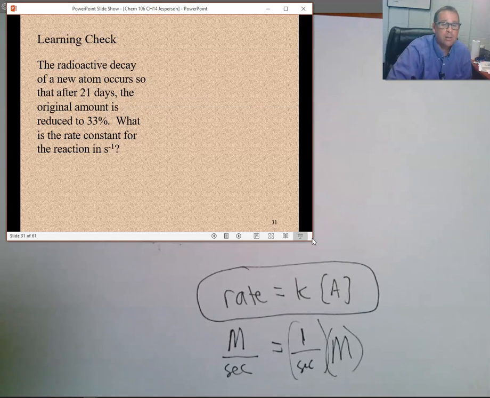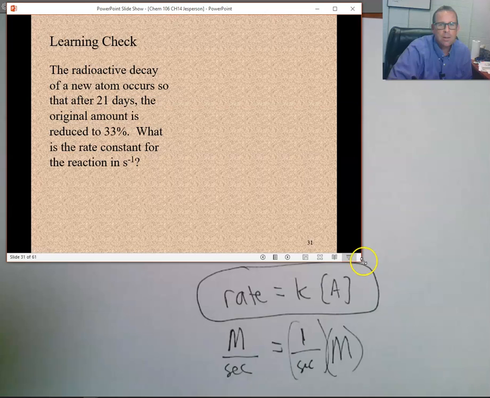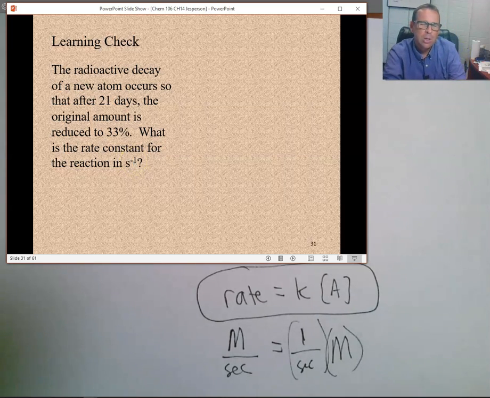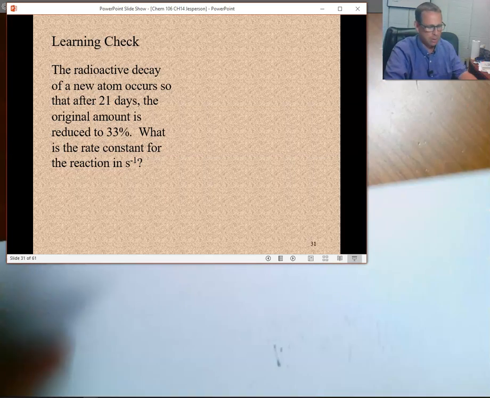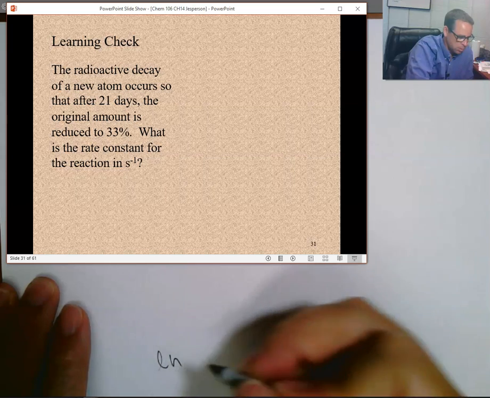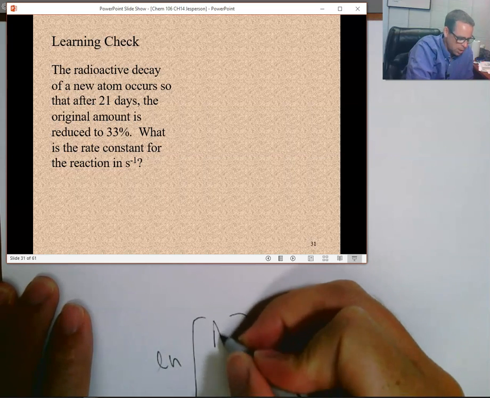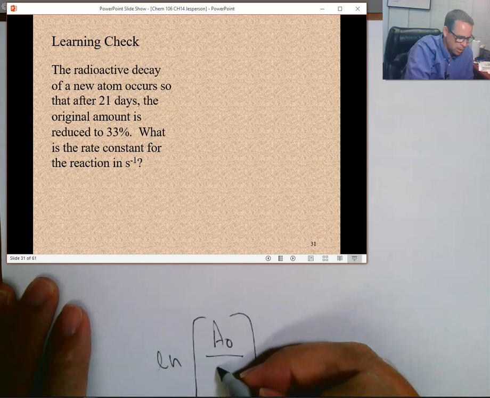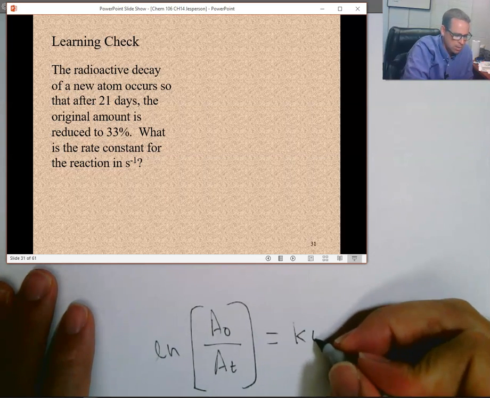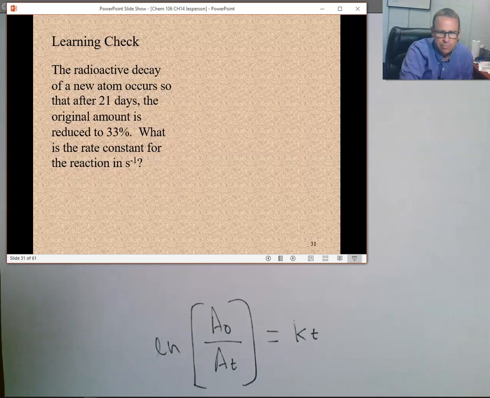And that's the way it is for any reactant that is first order. The K for that reaction will be 1 over seconds. And that's what it says here: what is the rate constant for the reaction in units of 1 over seconds, or seconds to the negative 1, which is the same thing. So in this scenario, we're going to take our integrated rate law, which is the natural log of my initial concentration over my concentration at time t, and that equals K times t. Okay?